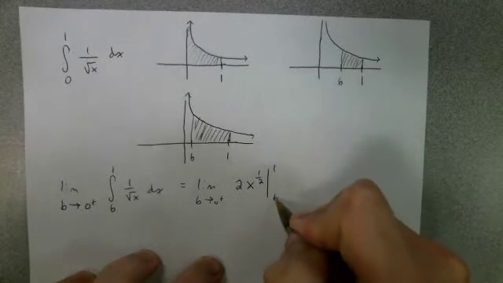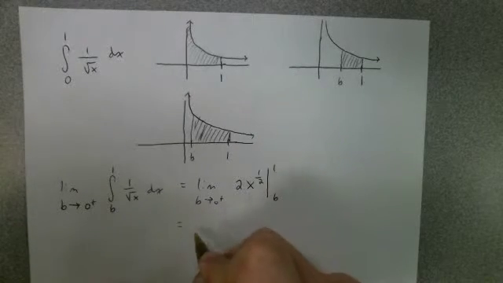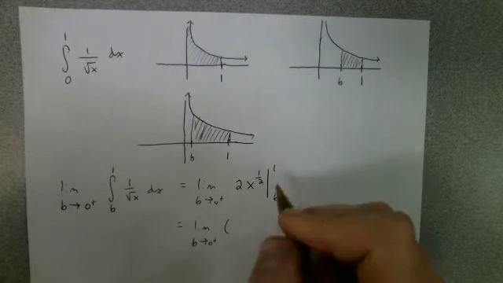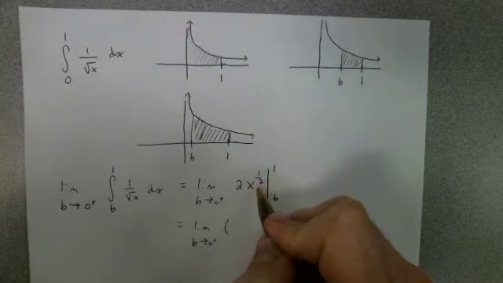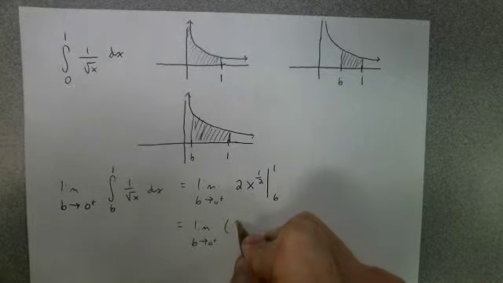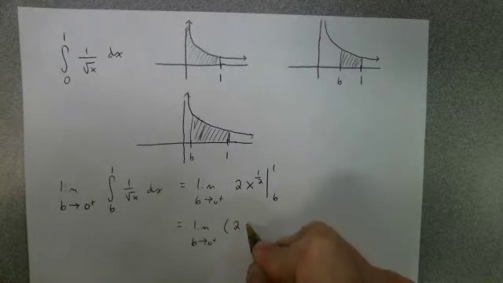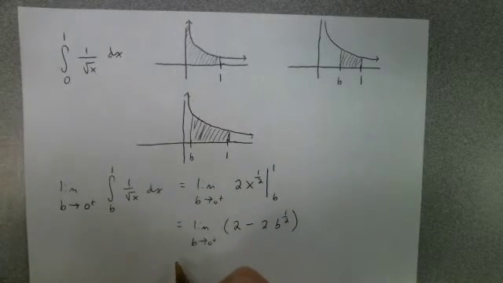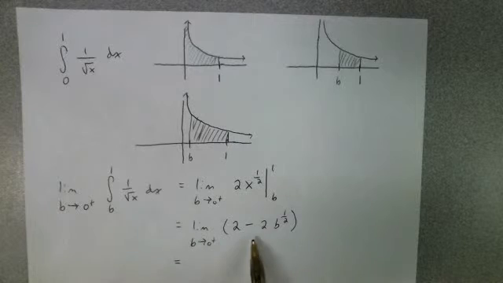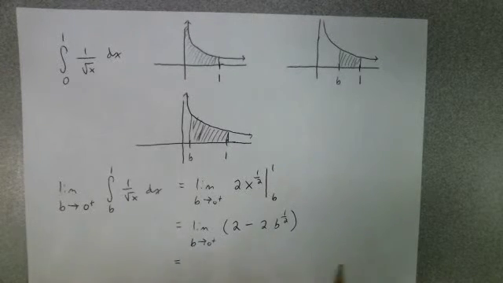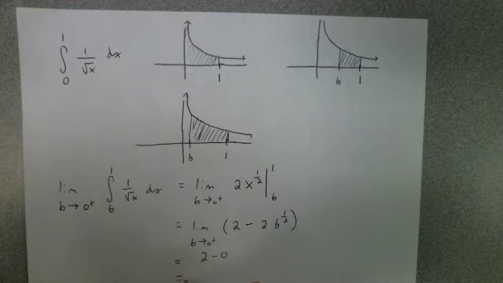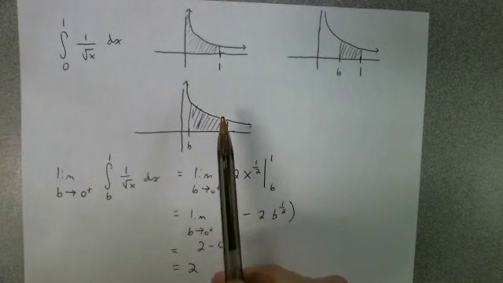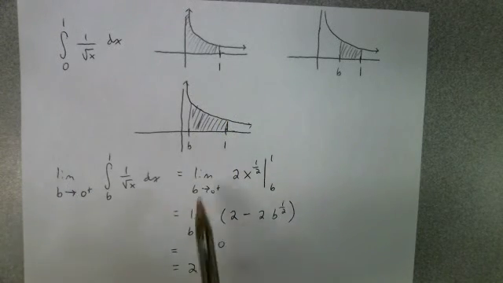We're supposed to plug in 1, supposed to plug in b and subtract. So we're finding the limit as b goes to 0 from the right of, all right, plug in 1. 1 to the 1/2 power, or square root of 1, is 1. 2 times 1 is 2. So we're going to get 2 minus 2b to the 1/2, or in other words, square root of b. Well, as b goes to 0, square root b goes to 0. So we're left with 2 minus 0. That's 2. Okay, so this integral is convergent. We got a finite amount of area. The area is 2.